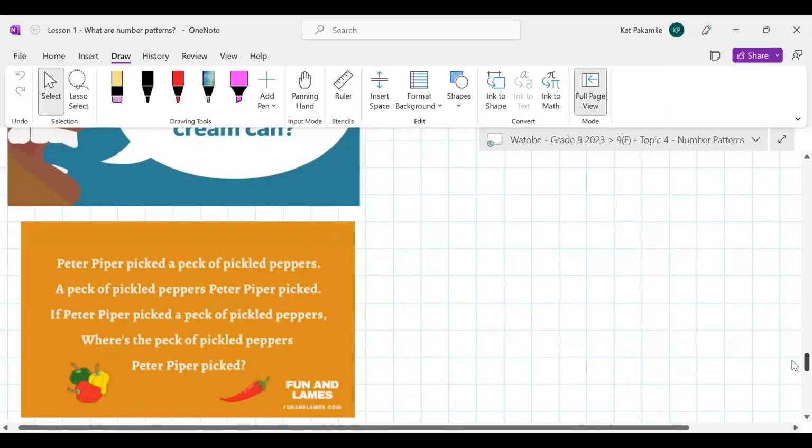Yeah, here we go. Ready. Peter Piper picked a peak of pickled peppers. Peter Piper picked. If Peter Piper picked a peck of pickled peppers, where's the pick of pickled peppers Peter picked? You're skipping words and you're cheating. It's a peck, not a peak. Try again. Fast. Peter Piper picked a peck of pickled peppers. A pick of pickled peppers. You're cheating me. It's a peck.